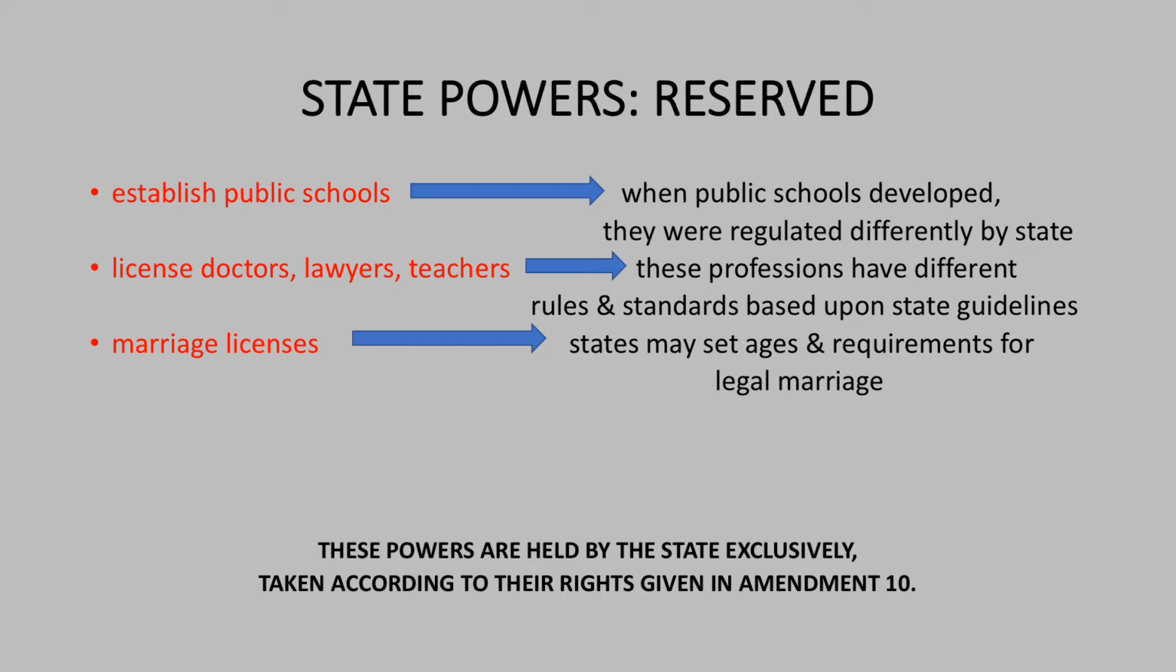Marriage licenses as well came up after the original Constitution was created, and so ages and requirements for legal marriage are set by states. These powers are held by the states exclusively, taken according to their rights, which are granted in Amendment 10.